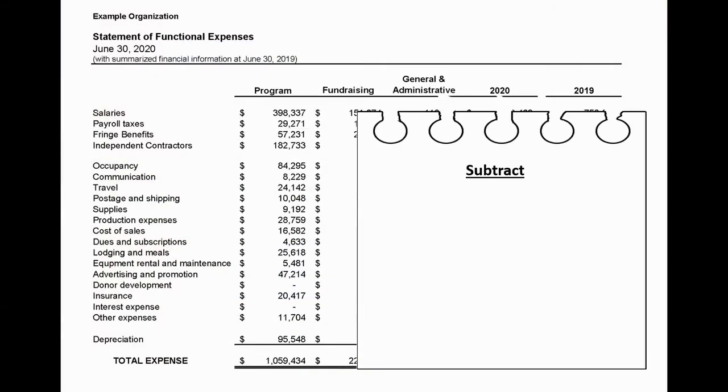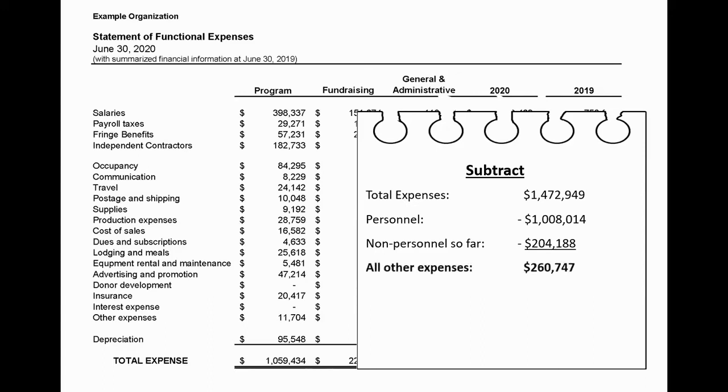And there are 2 ways we might do that. The first is to subtract. So if we start with our total expenses from our audit, and then we subtract what we've entered so far, personnel, and then the specific non-personnel line items that we just looked at, that will allow us to arrive at all of our other expenses, which we could enter into that final line. The other option, of course, would be to add.